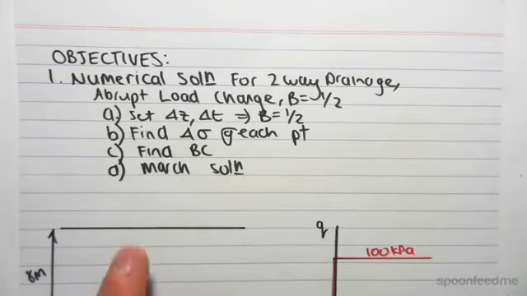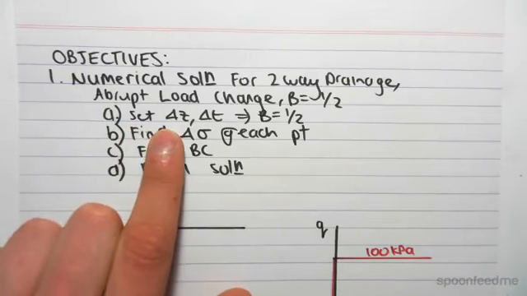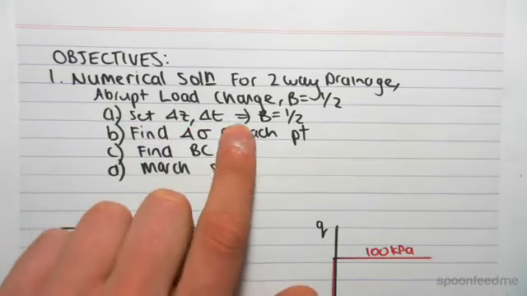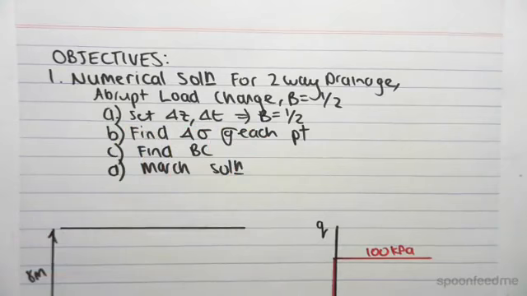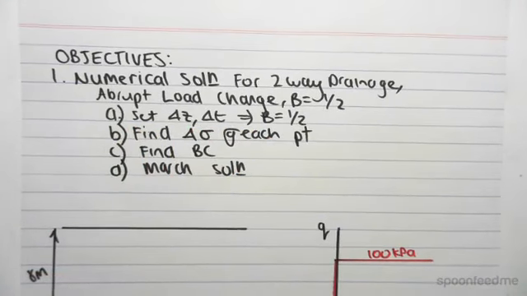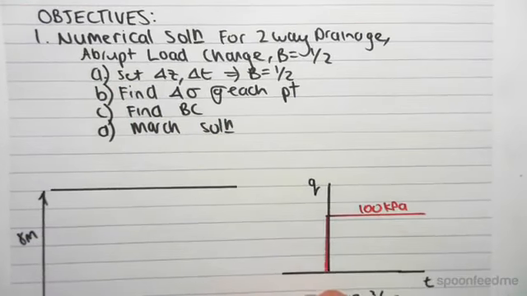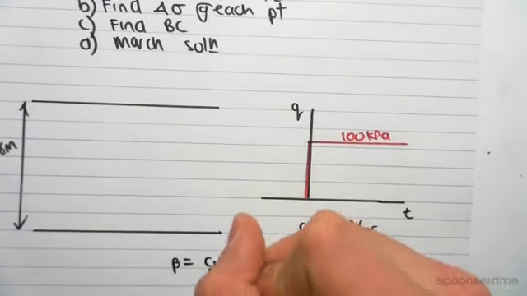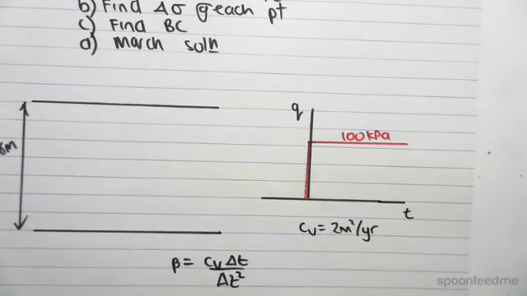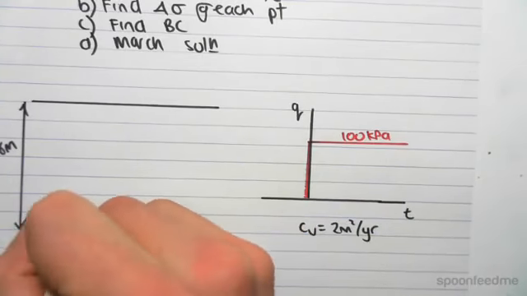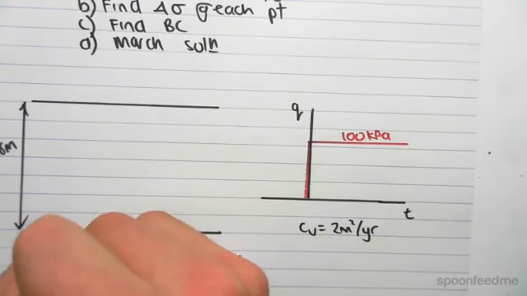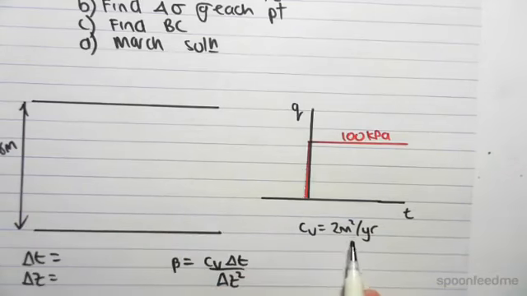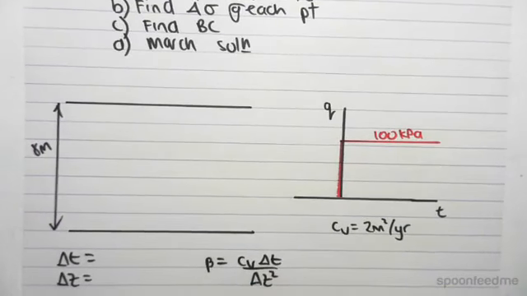So the first thing we need to do is set the change in Z and the change in time such that we get beta equals 1/2, because beta equals 1/2 is a much easier formula to work with. So we know that beta is equal to CV times change in time on change in Z squared. So we need to set change in time, and that's in years, and change in Z in meters. We're keeping consistent with our units such that we get beta equals 1/2.